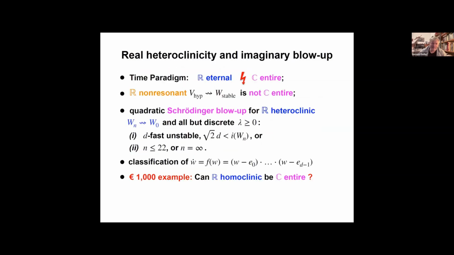I will skip the ultra exponential and so on. So what have we done? We have tried to work out an example of the Hannes Stucke paradigm, how real eternal contradicts complex entire. We have seen specifically how non-resonant heteroclinic orbits to stable equilibria are not complex entire. We have used that to draw conclusions on quadratic Schrödinger blowup from heteroclinic parabolic orbits. And I have indicated a classification of even the scalar ODE flows, the simplest interesting case.